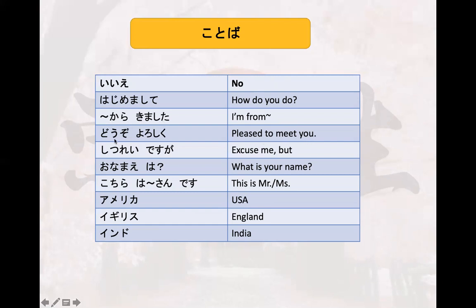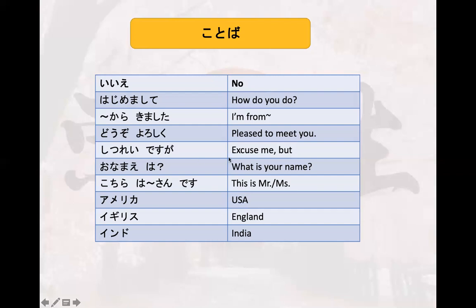Pleased to meet you is dozo yoroshiku. So this is used as our concluding statement sa ating self-introduction. So noong nag-jikoshokai kayo, we use this dozo yoroshiku onegai shimasu. Next, excuse me, but shitsurei desu ga, shitsurei desu ga is often used as introductory remarks.